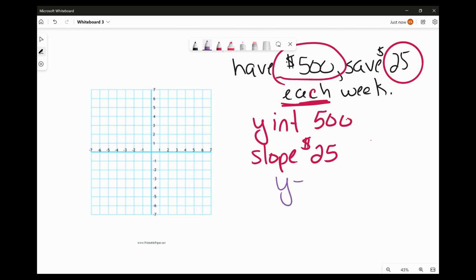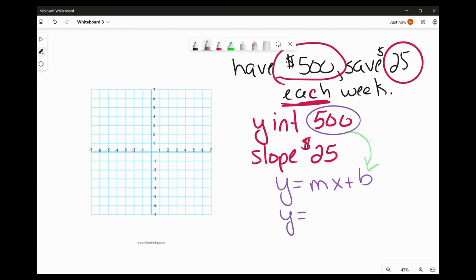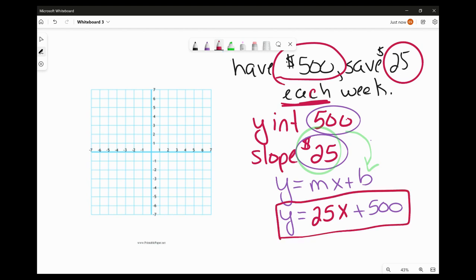So now when I write the equation of the line, right, it's y equals mx plus b. And I'm going to plug in the y-intercept at 500, right? I'm going to plug that in here. And so now I have y equals, I have plus 500 here. I know the slope is $25 right here. And so I'm going to plug that in next to the x. So now next to the x, I have 25. And that's the equation of the line. So we have the equation, we have the word problem, okay? Let's look at the graph.